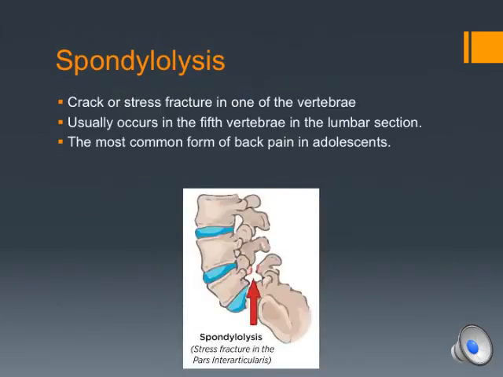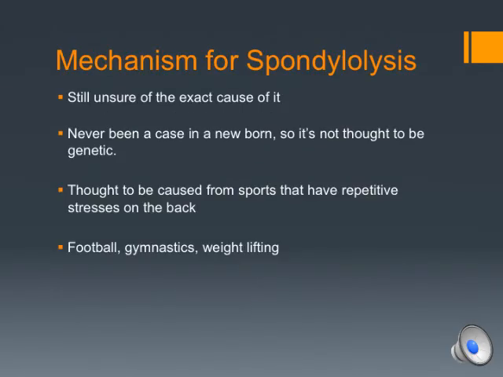Spondylolysis is the crack or stress fracture in one of the vertebrae. It usually occurs in the fifth vertebrae in the lumbar section, and it's the most common form of back pain in young children and in adolescents. The mechanisms for spondylolysis, it's still unsure of the exact cause of it. There's never been a documented case in a newborn, so it's not thought to be genetic. It's thought to be caused from sports that have repetitive stresses on the lower back, such as football, gymnastics, and weightlifting.